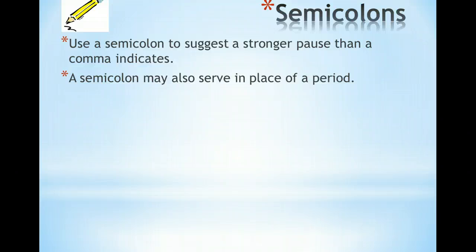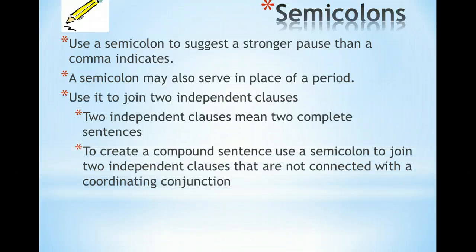It can also serve the place of a period if you're going to make a compound sentence and pull two independent clauses together. And an independent clause means two complete sentences that you're just going to smash together and put a semicolon in there. To create a compound sentence and you use a semicolon, you join those that are not connected with a coordinating conjunction. So this means that you're putting something together that does not have a conjunction word.